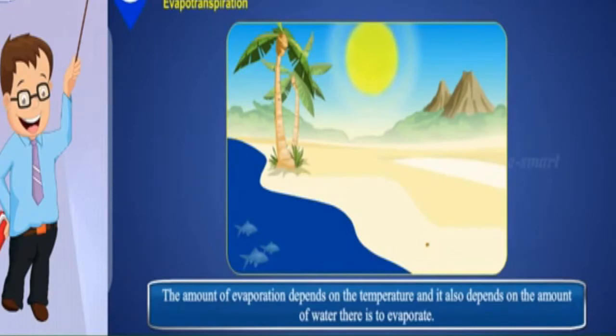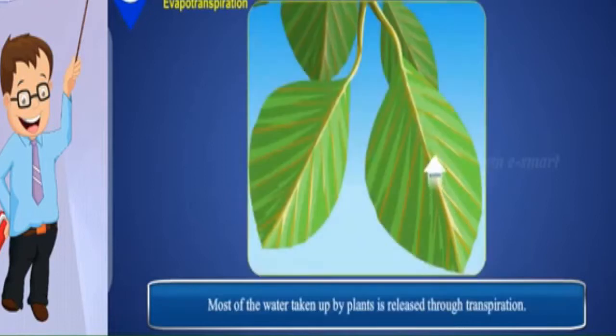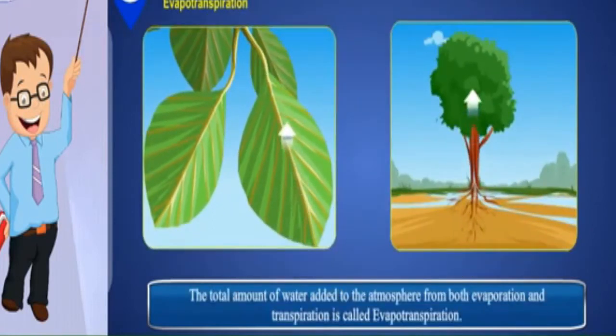Transpiration is the process where water contained in liquid form in plants is converted to vapor and released to the atmosphere. Most of the water taken up by plants is released through transpiration. The total amount of water added to the atmosphere from both evaporation and transpiration is called evapotranspiration.